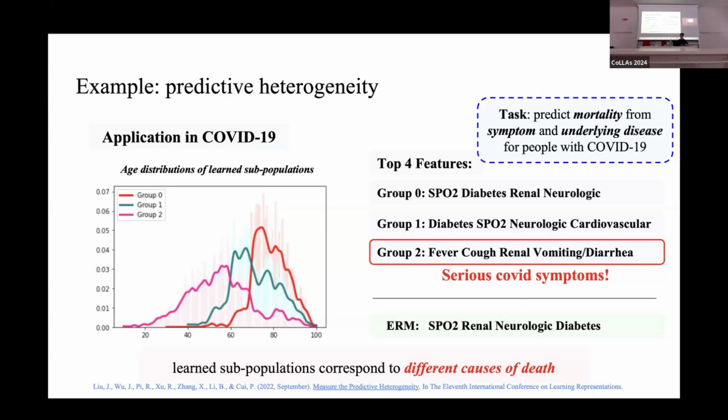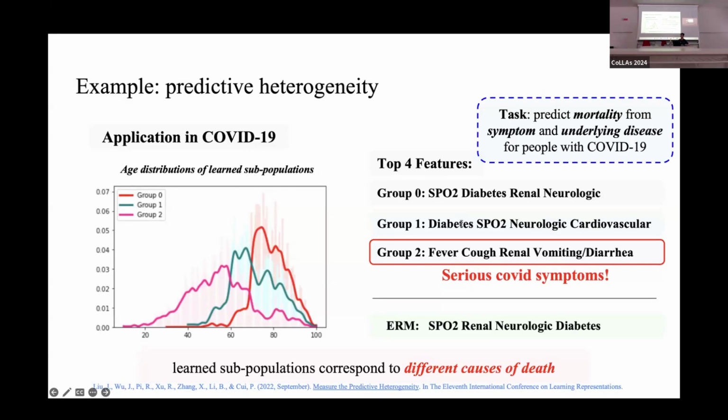diseases. However, for the pink curve, we surprisingly find that it spans all age groups, from younger people to older people. If we examine the top features of this group, in this red box, we find that they are not about underlying diseases. There are some serious COVID symptoms, like fever, cough, renal, or something else. And this aligns with our knowledge.